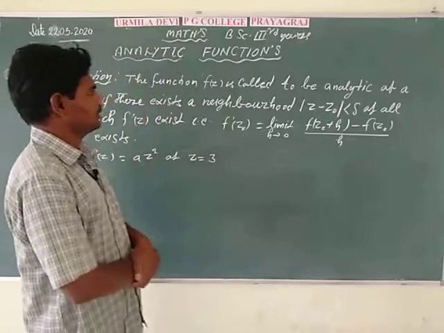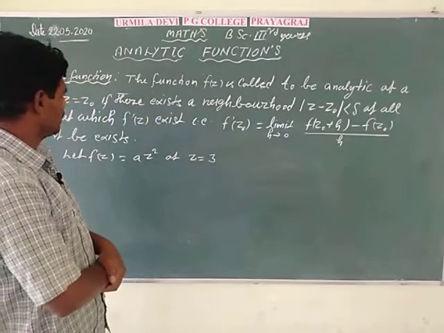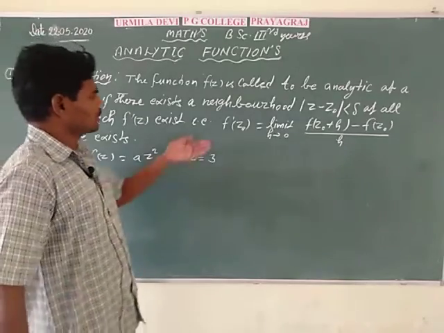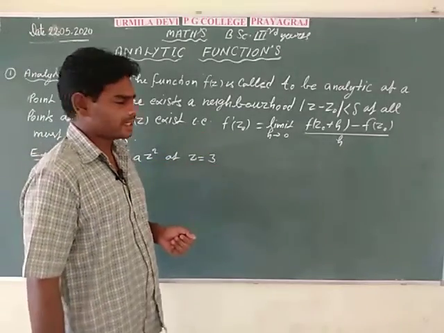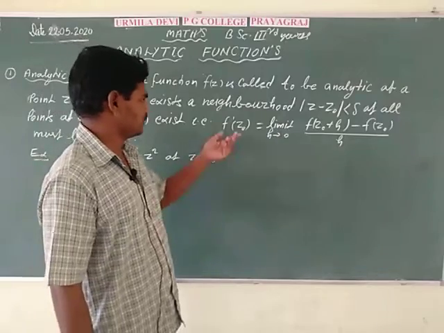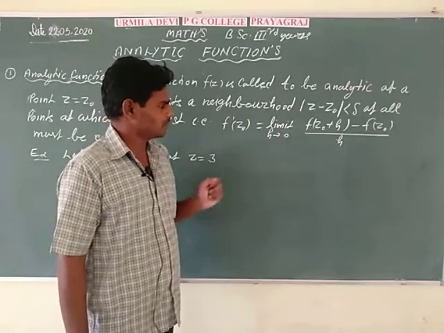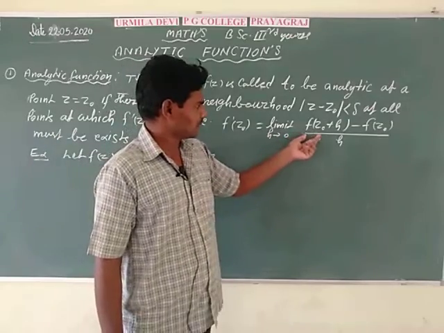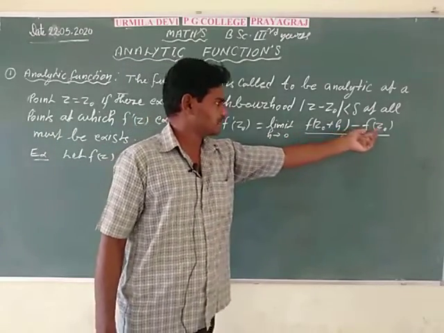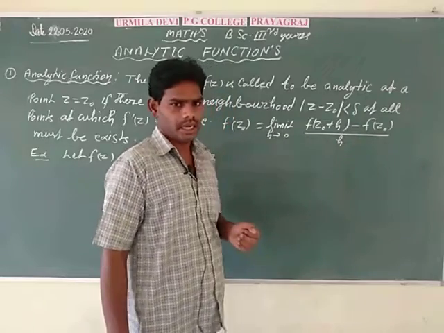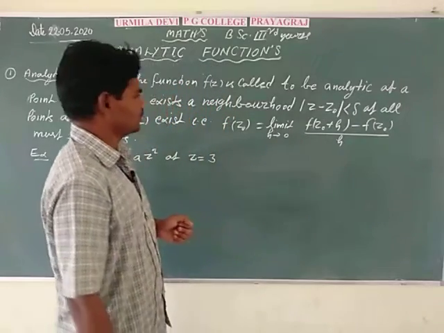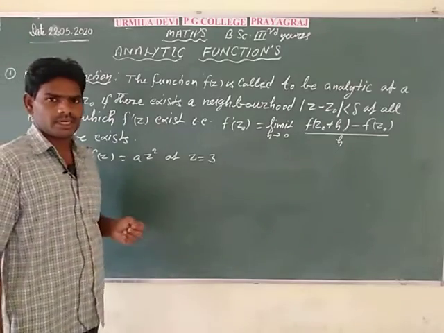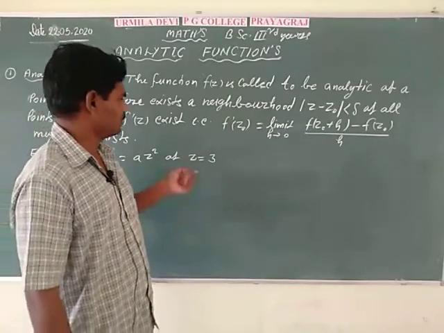Any function f(z) of a complex number is an analytic function if the value of f dash z at the point z naught exists. Its value can be found by two methods. First method is by the limit method, f(z naught plus h) minus f(z naught) divided by h, and the second method is used directly the derivative of the given function at the point z naught.